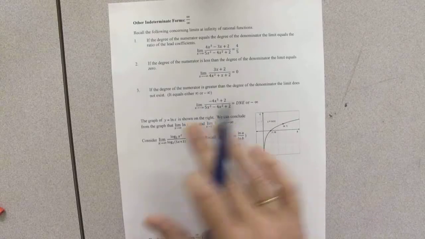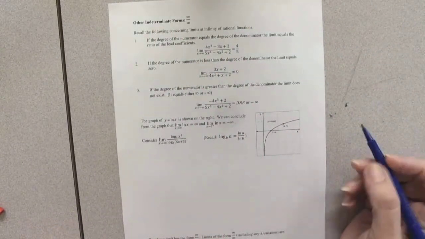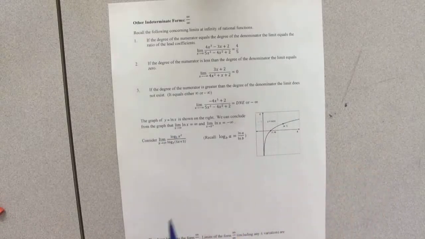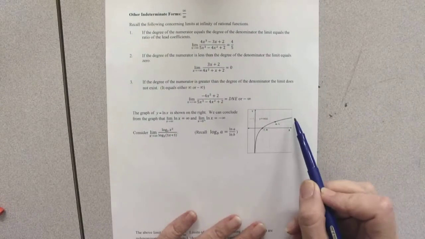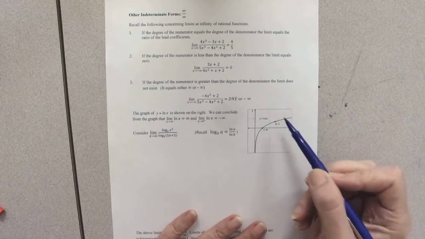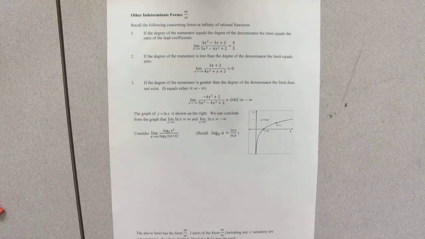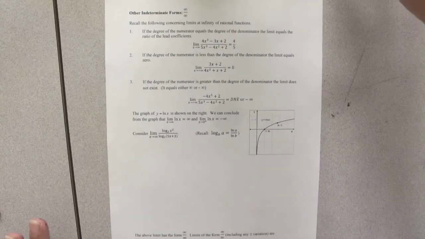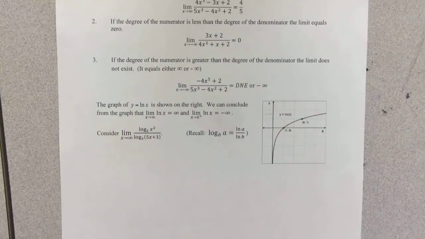Okay, that being said, over here, the graph of y equals natural log of x is shown on the right. We can conclude from the graph that as x goes to infinity, the natural log of x goes to infinity, and as x goes to 0 from the right, the natural log goes to negative infinity. We aren't going to prove those things. We're just going to accept them as facts. There we can see things a little bit better.